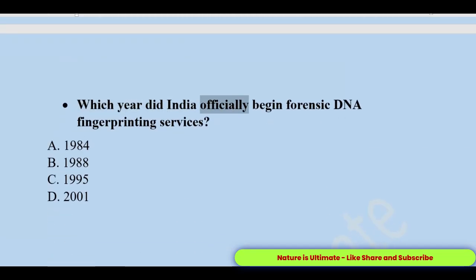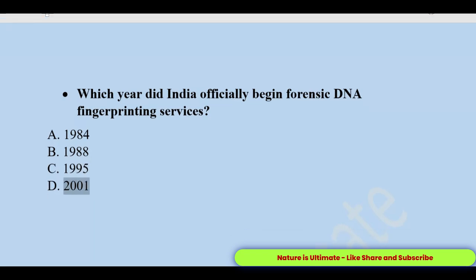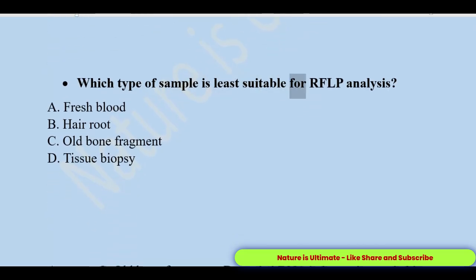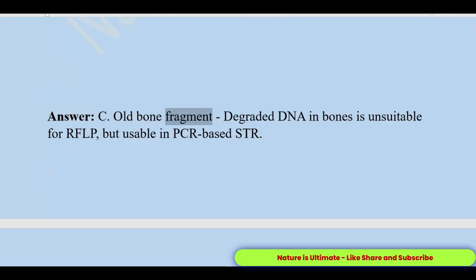Which year did India officially begin forensic DNA fingerprinting services? A. 1984. B. 1988. C. 1995. D. 2001. Answer, B. 1988. India began forensic DNA testing at CCMB under Dr. Lalji Singh in 1988. Which type of sample is least suitable for RFLP analysis? A. Fresh blood. B. Hair root. C. Old bone fragment. D. Tissue biopsy. Answer, C. Old bone fragment. Degraded DNA in bones is unsuitable for RFLP, but usable in PCR-based STR.